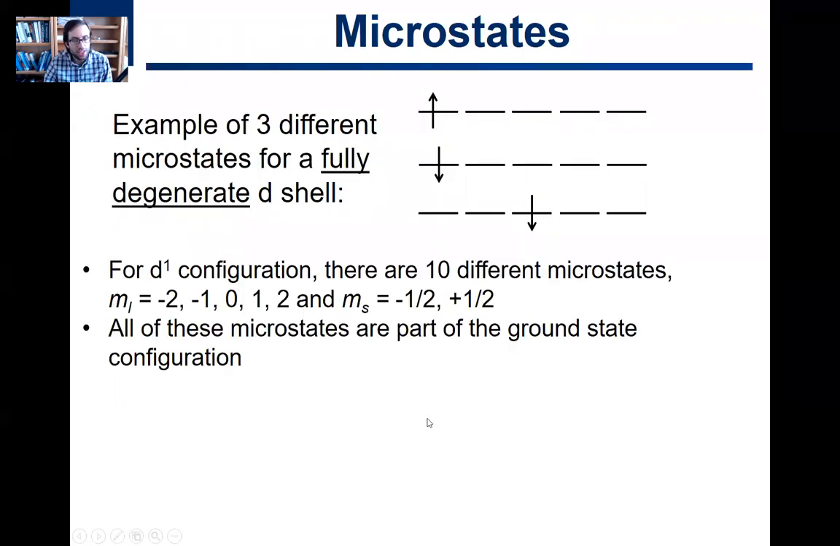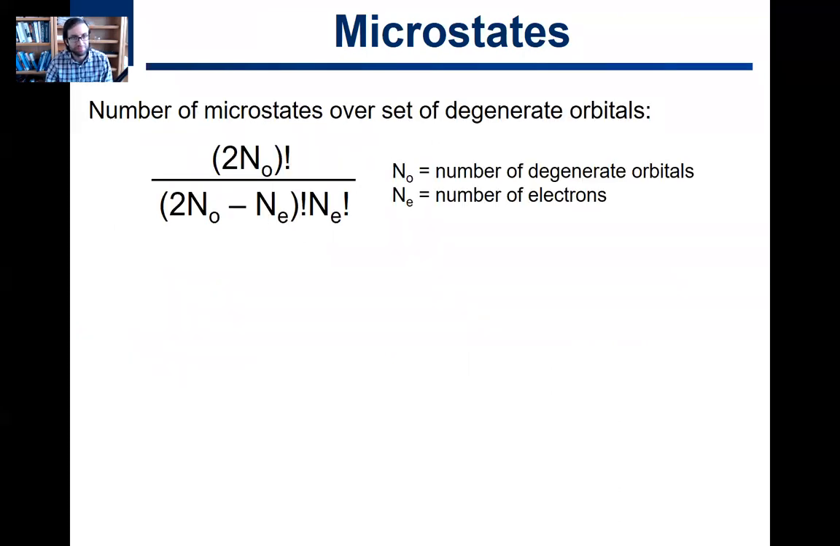So all 10 of these different microstates are the same electronic state, and this is a ground state. All right, now things get a little bit more complicated when you have more than 1 electron. You can do some math, but it comes out that you're dealing with permutations and combinations. Whenever you're dealing with combinations and permutations, you always have factorial, right?